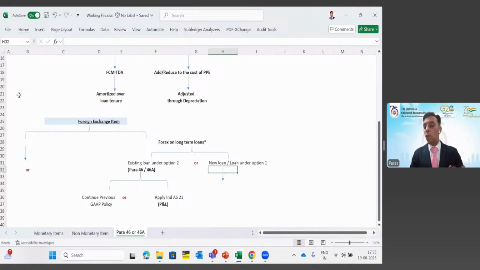But for those loans which you have taken in the Ind AS era, or for those loans where you didn't select the option of carrying forward of this balance, right?